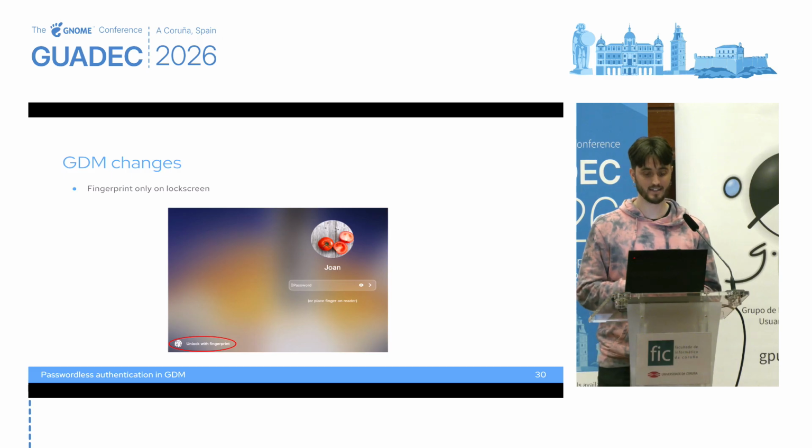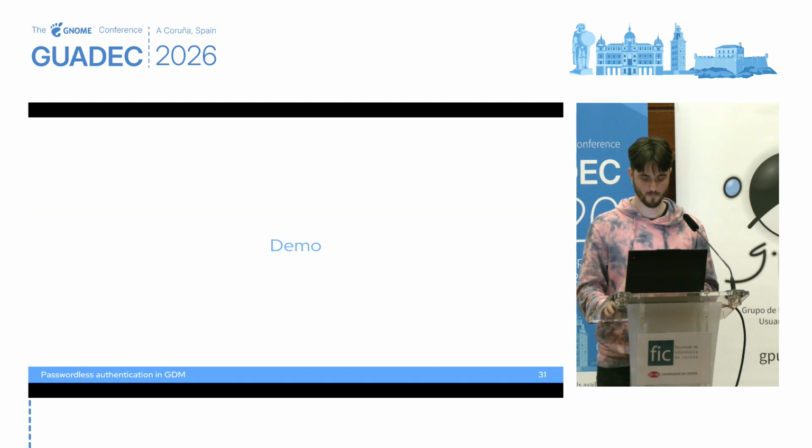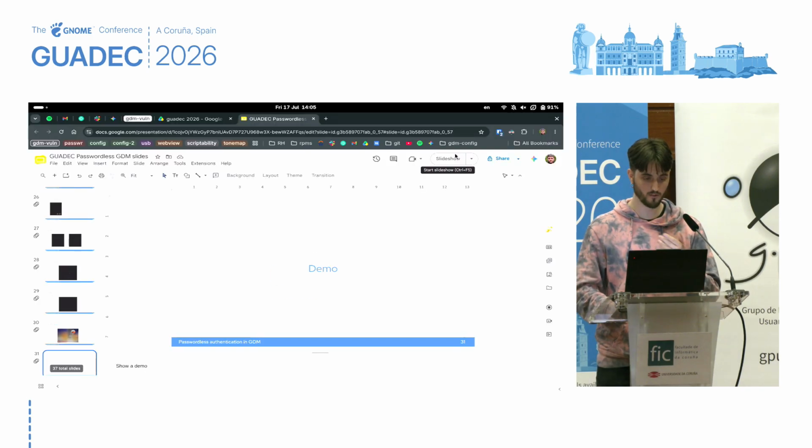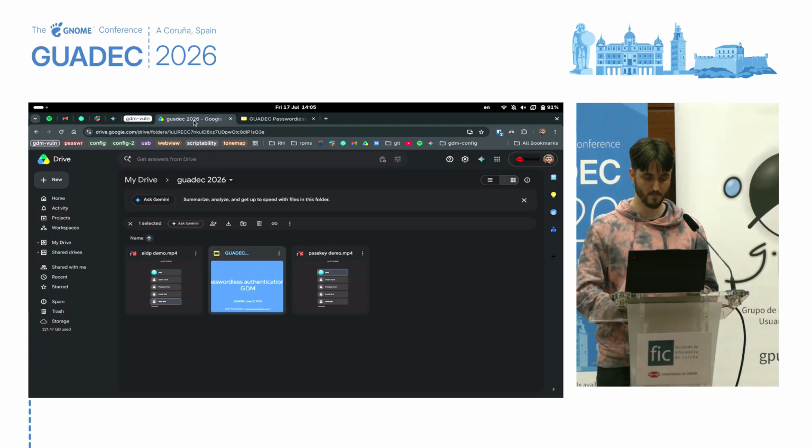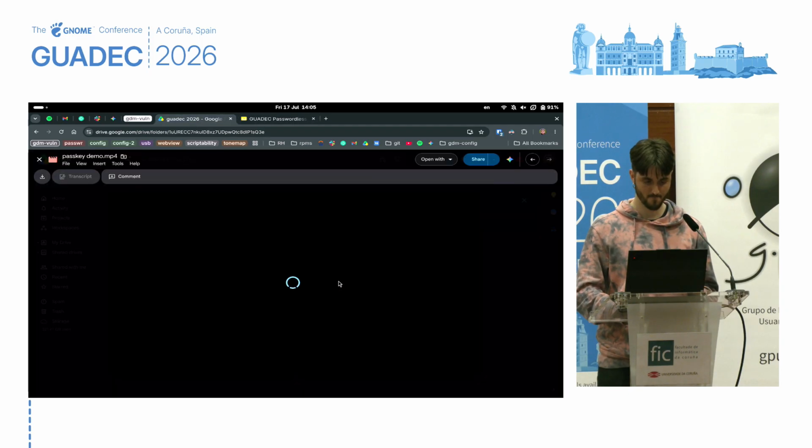And the last change: now in the lock screen, you will see in the corner a small icon informing you when the fingerprint reader is active, when fingerprint authentication is available for this user. Yes, and now I'm going to show you a demo of authenticating with the new methods. The first method is passkey.